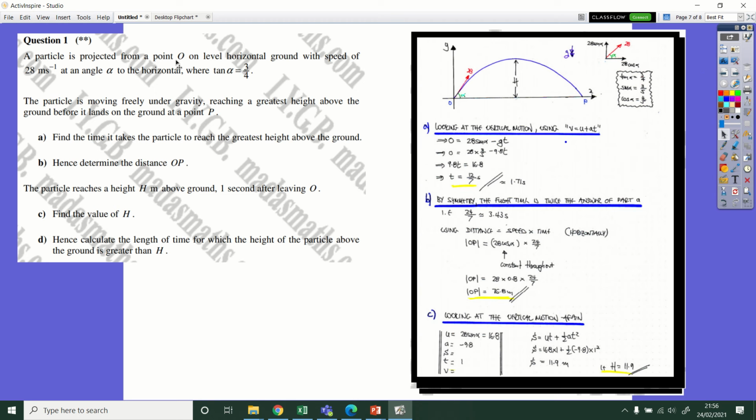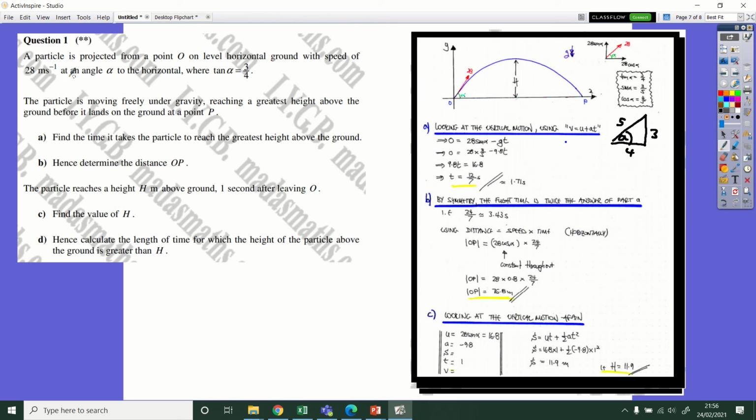A particle is projected from a point O on a level horizontal ground with speed of 28 meters per second at an angle alpha to the horizontal, where tan alpha is 3/4. Now, it's worth noting again, we don't particularly need alpha itself as an angle. What we need in order to get started is the values of sine alpha and cos alpha. So as well as drawing a picture, we work out sine alpha and cos alpha by drawing a right angle triangle, which you can easily do. If alpha lives in there, you can use tan alpha as 3/4 there and there. That's going to give a hypotenuse of 5 using Pythagoras, and then you can get sine alpha and cos alpha from there. Great. Okay, so here's our picture.